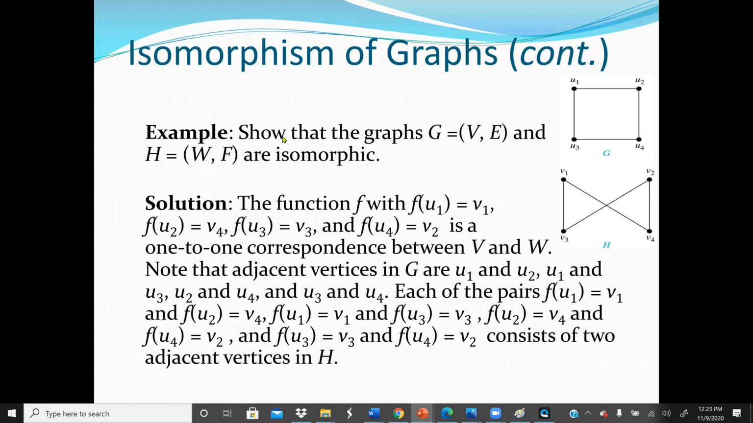So here we have an example saying that we should show that the graph G with vertices V and edges E, and the second graph H with vertices W and edges F, are isomorphic. So we need to show that these two graphs are isomorphic. The main thing we need to show here is that they have a one-to-one and also onto function. So first we look at the vertices.